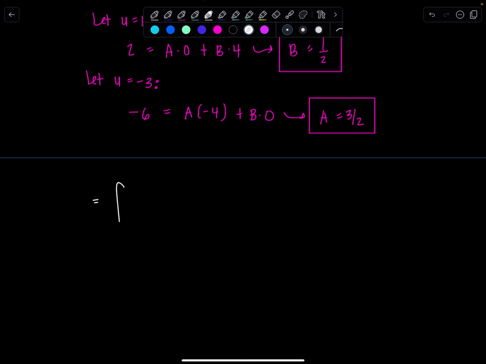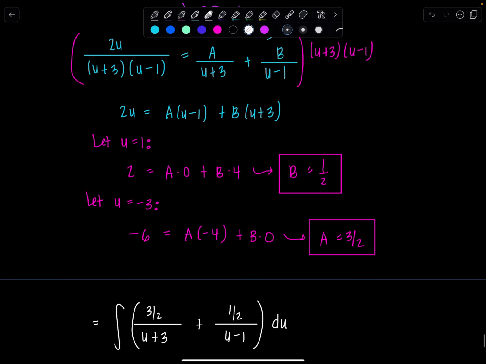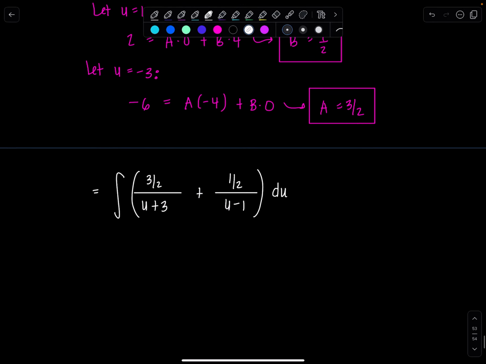So now we're going to have a was 3/2 over u plus 3 plus b was 1/2 over u minus 1, put parentheses, please, du. Are we good? Okay. Each of these, taking the antiderivative is no big deal, just ln, absolute value of the denominator for each of them. And those constants just come along for the ride.